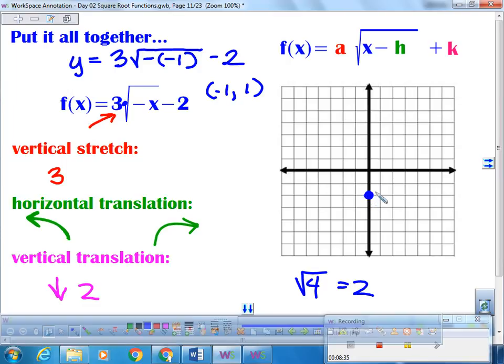So this one was down 2. I'm right with the 1. Over 1, up 1, but instead we're going to go over 1, up 3. 1, 2, 3. And then over 4, up 2. 1, 2, 3, 4. But instead of up 2, we're going to go 3 times that. So I'm going to go over 1, 2, 3, 4, and up 1, 2, 3, 4, 5, 6. All right?